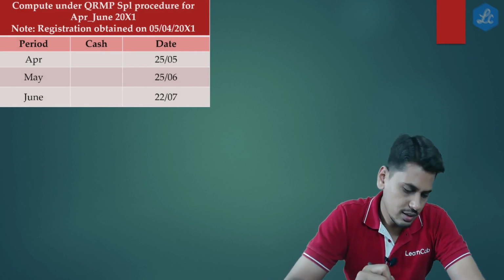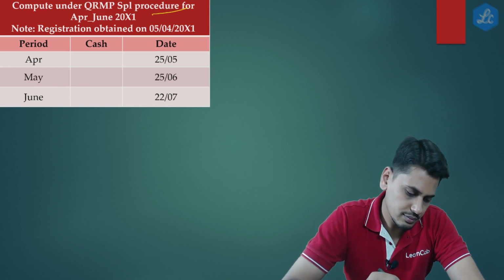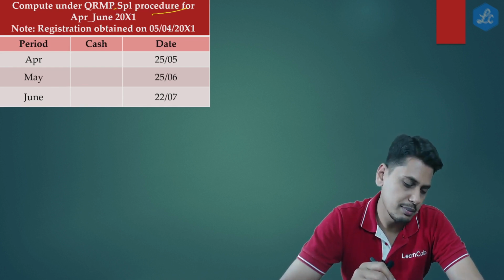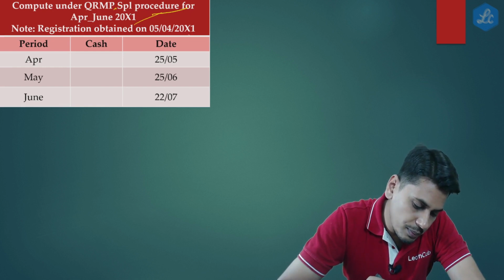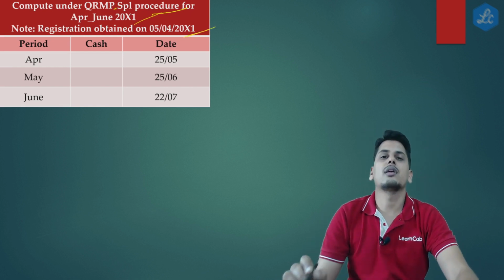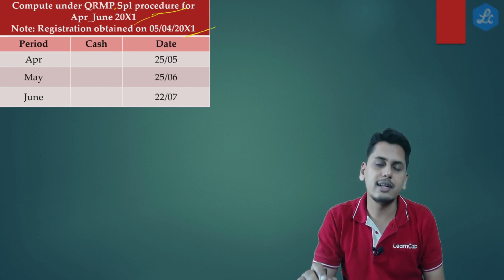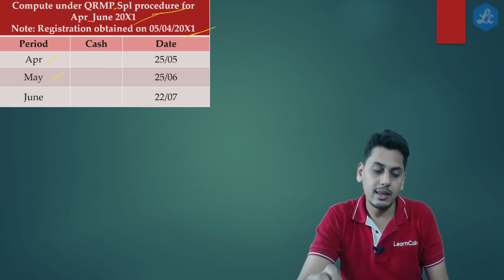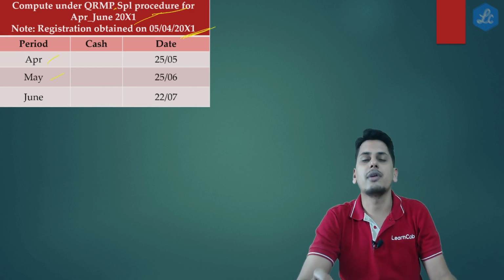Let's take an example. Compute under the QRMP special procedure. Under the QRMP scheme, tax to be paid under the special procedure, which is the fixed sum method, for the quarter April to June. Information additionally given is that registration was obtained on 5th of April. We are supposed to compute the fixed sum method amount to be deposited in the cash ledger for the first and second month of the quarter April to June.